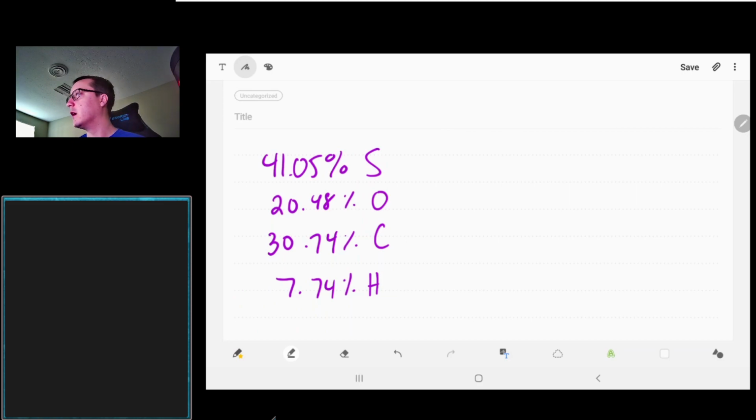Though I am curious as to what the inspiration was for doing one of these, I'm happy to do it. So with this, when we're given percentages, remember that the first thing we want to do is put them into a unit we can actually work with. So that would be something like grams, right? So we can replace all of these with grams.